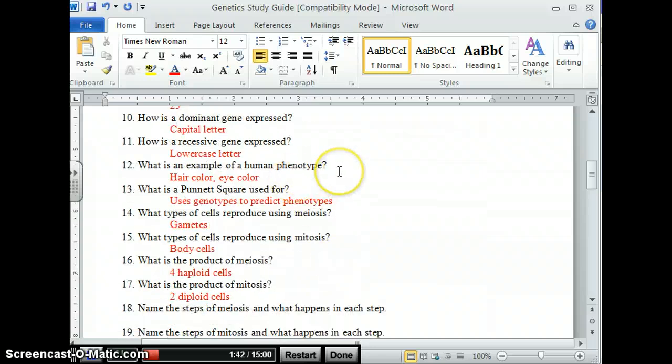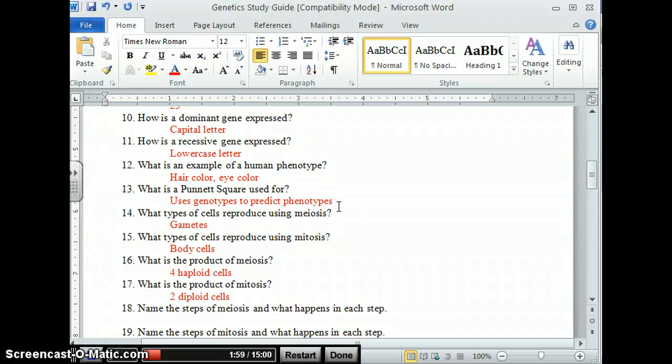An example of a human phenotype would be something like hair color, eye color, skin color. We use Punnett squares to insert genotypes to predict phenotypes, or the probability that offspring will have a certain trait.